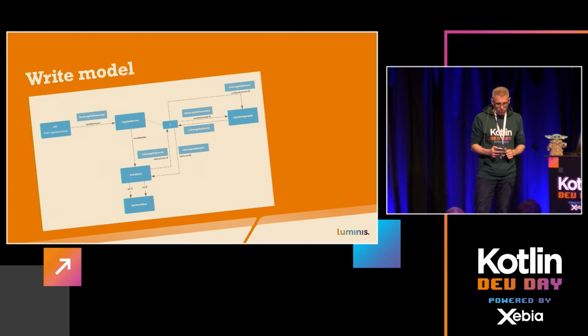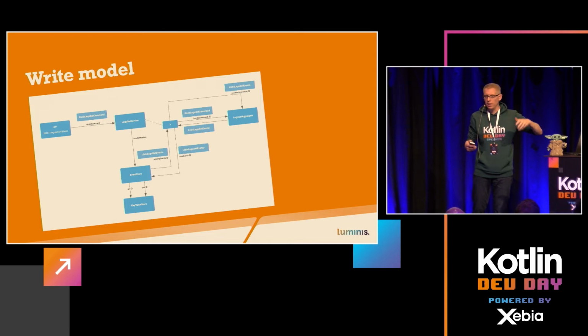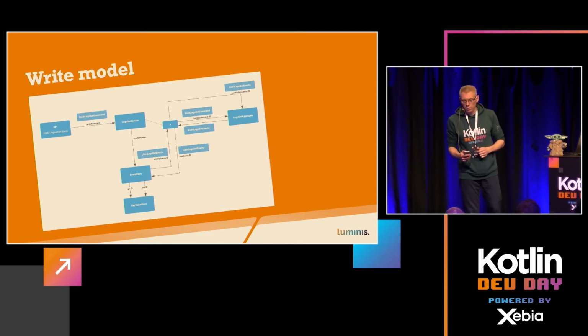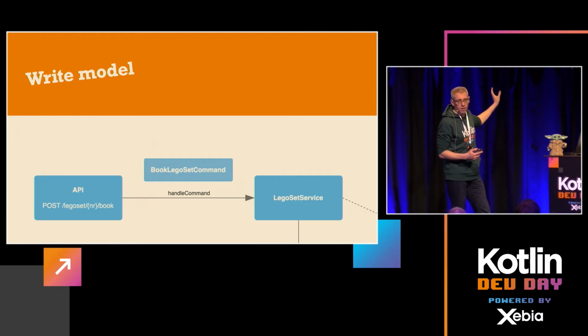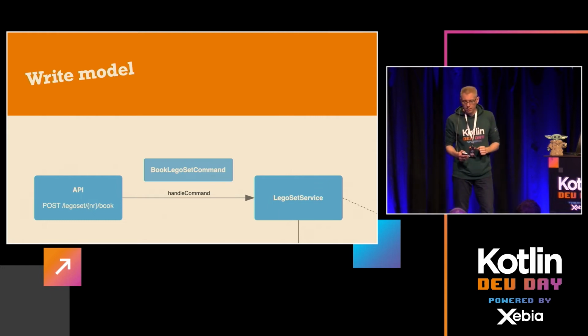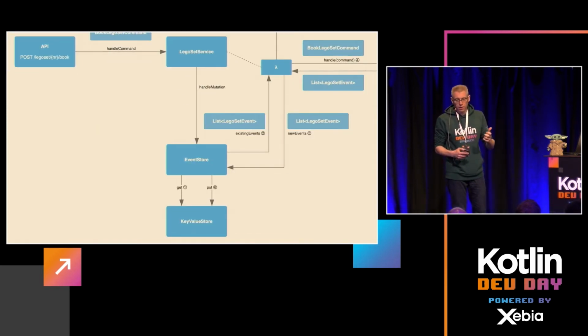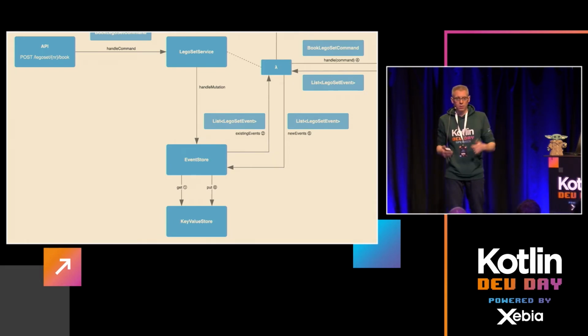So let's go to the code. And I'll start with some diagrams because then you understand a bit better. At least I always work visually. So what we start with here is we have an API to book a Lego set, which sends a command to a service to handle that command. And that service will grab from an event store, which talks to a key value store in this case, the current history of events for that Lego set, and it loads it into memory.